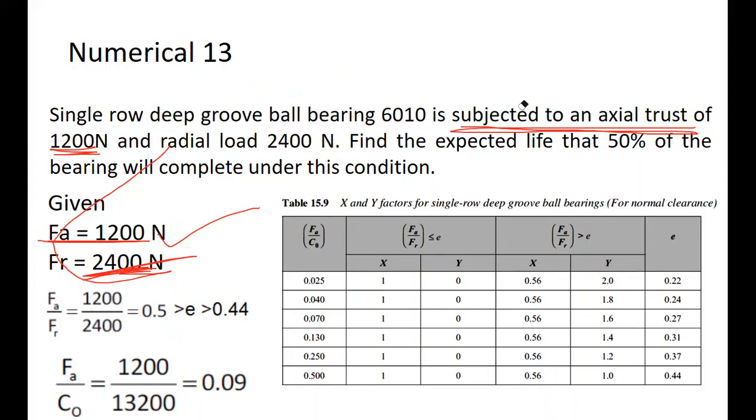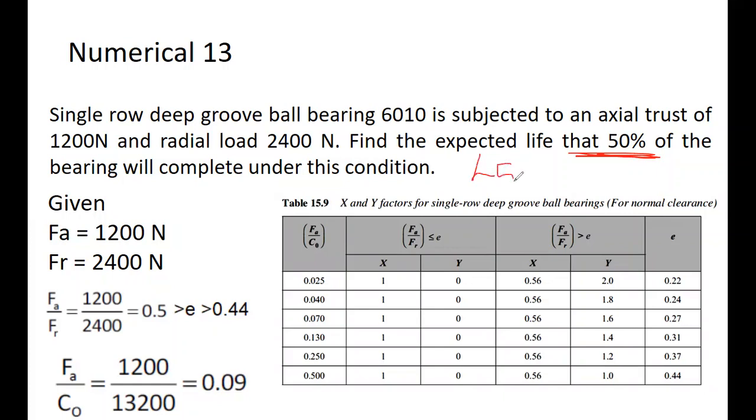This time they are saying to find the expected life at 50% of the bearing under the given condition. So L50 we have to find out. Life at 50%, but L50 is 5 times L10. So first we have to find out life at 90% reliability, which is L10, and then we will multiply it by 5. So we will get L50.